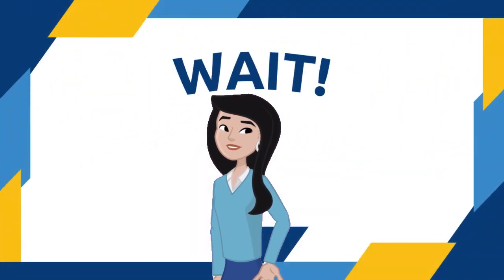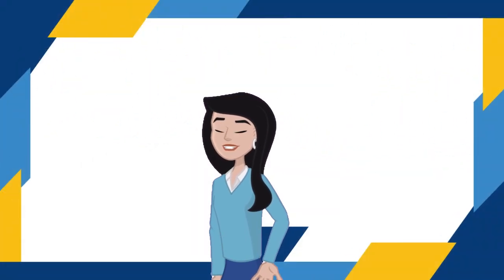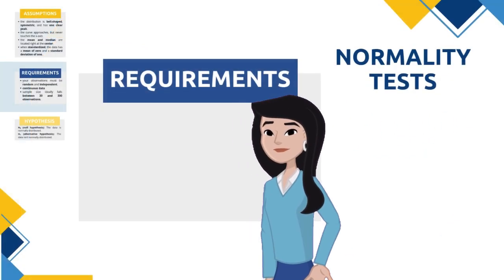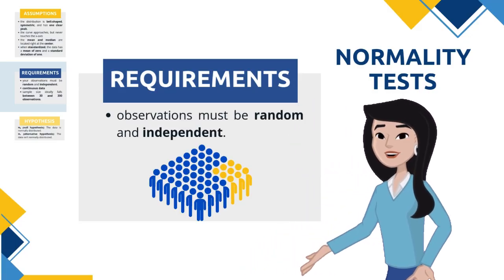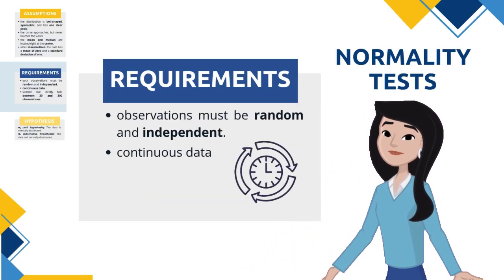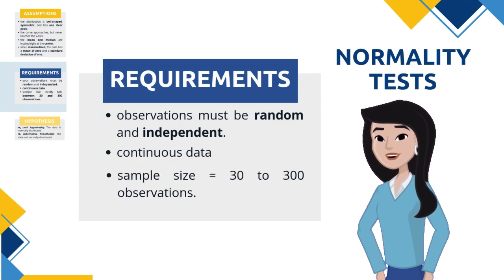But wait! Before testing anything, your data needs to meet certain requirements. First, your observations must be random and independent. Next, you should be working with continuous data. And finally, your sample size ideally falls between 30 to 300 observations for best results.